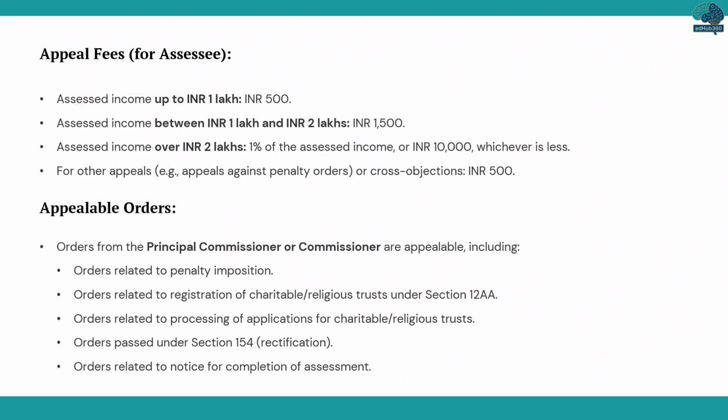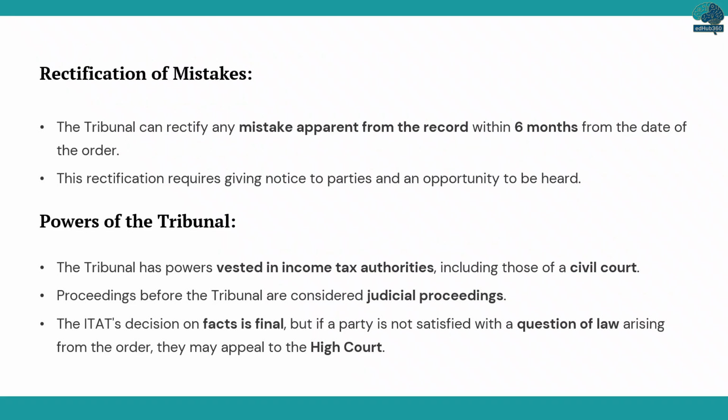Many orders from the principal commissioner or commissioner are appealable, including those related to penalties, registration of charitable trusts, and rectification orders. The tribunal also has the power to rectify any mistake apparent from the record within 6 months of the order, provided parties are given notice and an opportunity to be heard. The ITAT holds powers similar to income tax authorities and a civil court, and its proceedings are considered judicial. While the ITAT's decision on facts is final, if a question of law arises from the order, a party may appeal to the High Court.